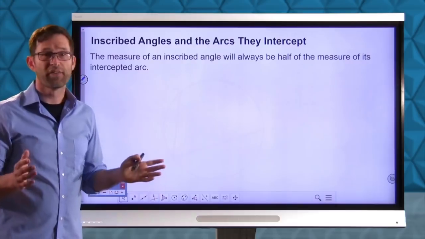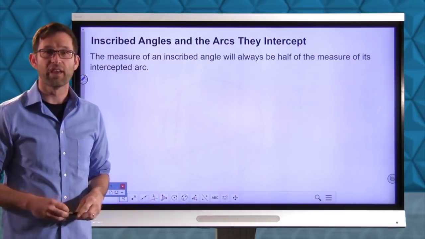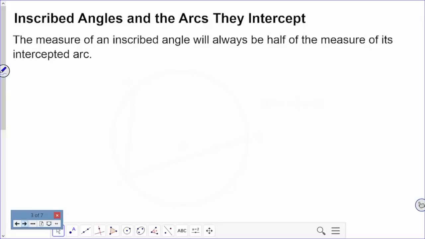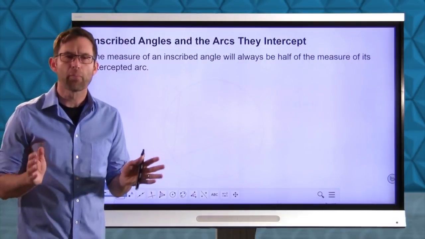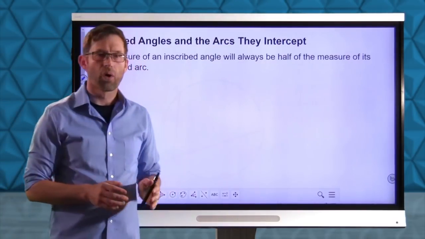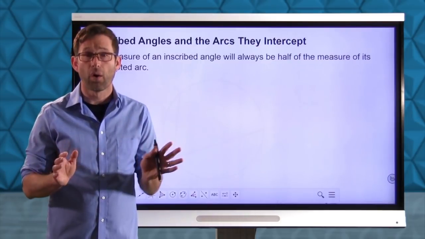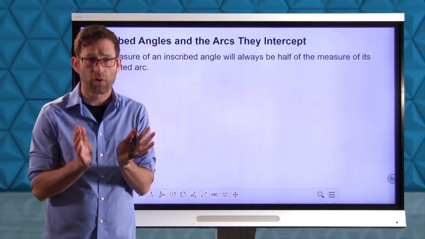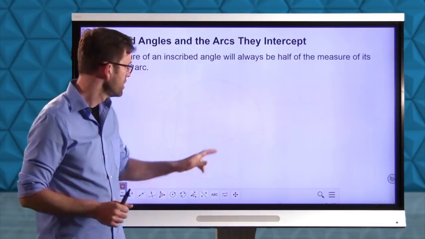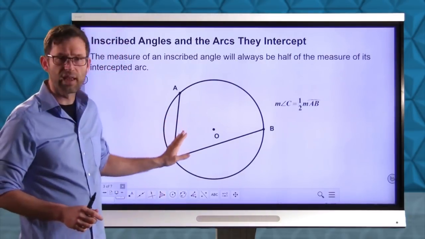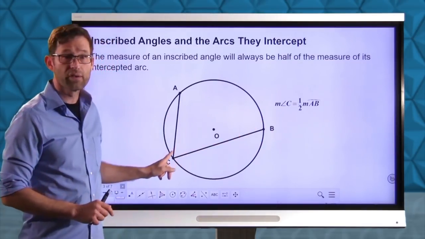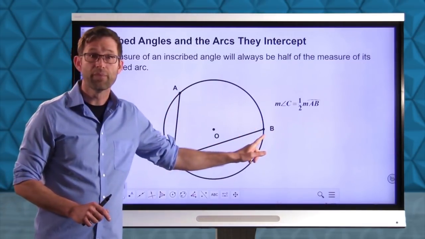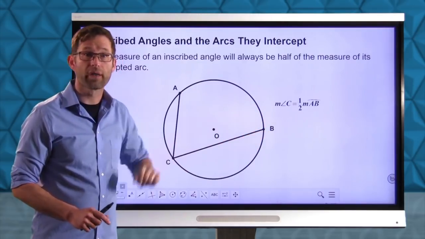So let's talk about the inscribed angles and the arcs they intercept. The measure of an inscribed angle will always be half the measure of its intercepted arc. Wow. And again, remember, the measure of any arc is really just the measure of the central angle, right? Remember central angles, right? So let's just take a look at this theorem, okay? And it is a theorem, we'll prove it in a little bit. But the measure of angle C, or ACB, is 1/2 the measure of arc AB.